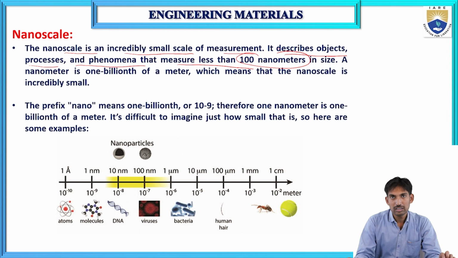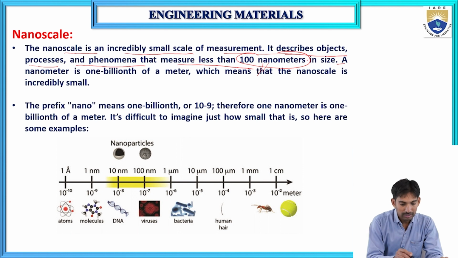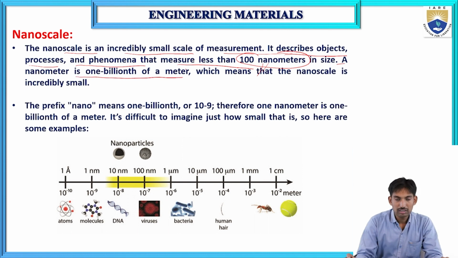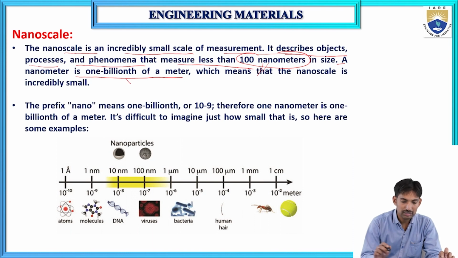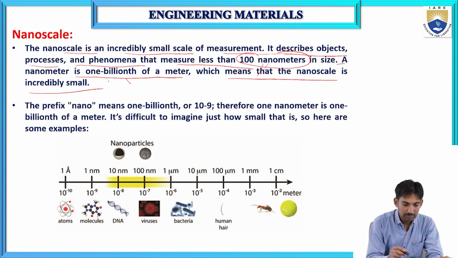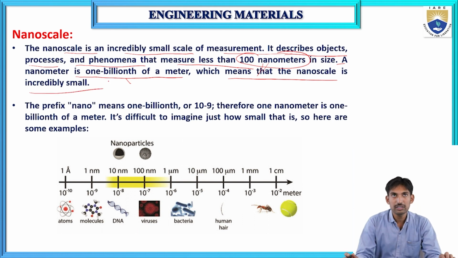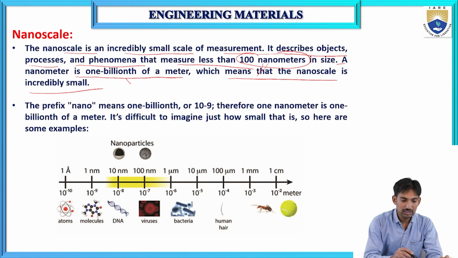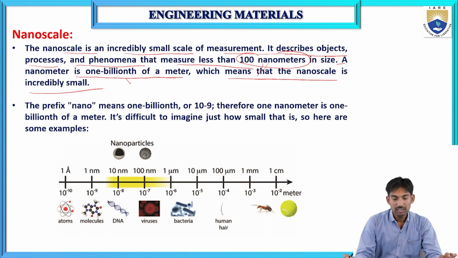To measure nanoparticles or nanomaterials, whose size should be less than 100 nanometers, we use the nanoscale. A nanometer is 1 billionth part of a meter, which means the nanoscale is incredibly small. By using this nanoscale, we can measure the size of the nanomaterials or nanoparticles.